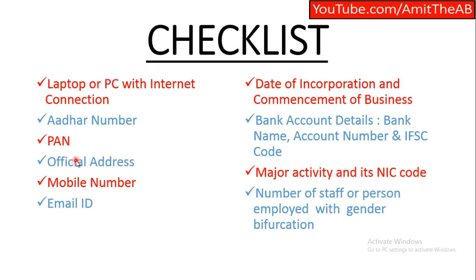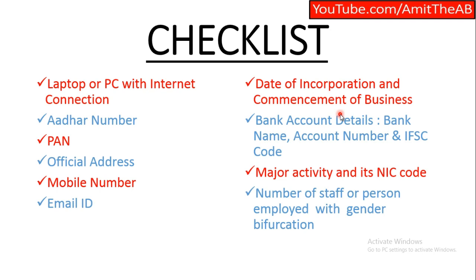Okay, so suppose you have a factory and a corporate office, the official address would, of course, be the corporate office, right? Next is the mobile number. Of course, the mobile number which you are going to use, you need to have it with you, because you would be getting some OTPs and you have to verify them. Email ID, date of incorporation and commencement of business. Just make a note over here, guys. Date of incorporation and date of commencement are different.